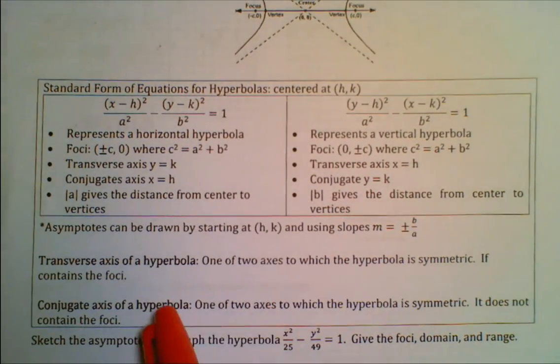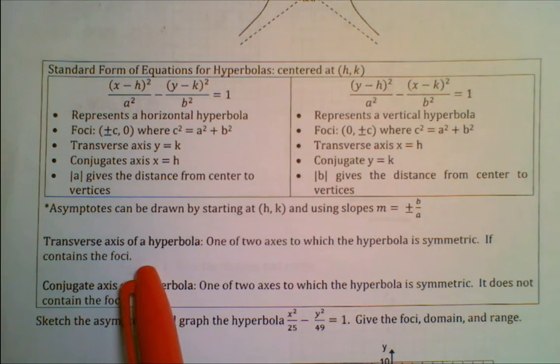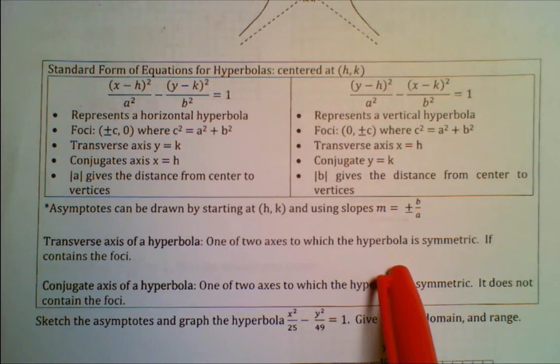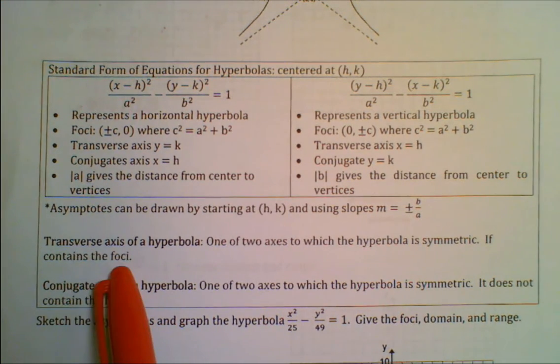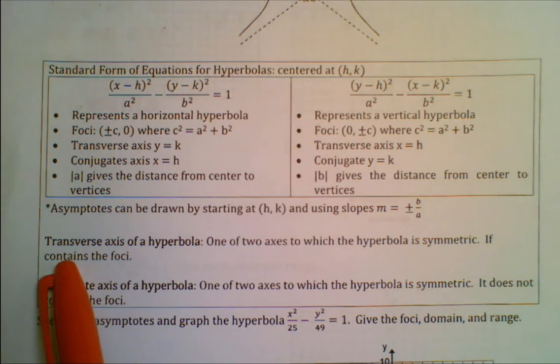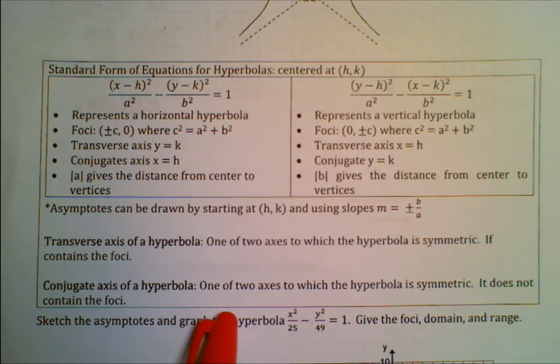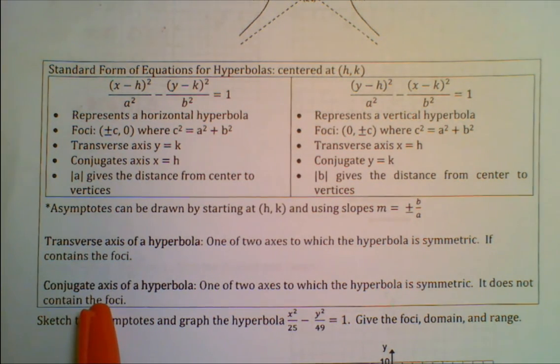Now, a transversal axis of a hyperbola is one of two axes to which the hyperbola is symmetric. It contains the foci. Okay, so that's how we would remember a transversal axis, because it contains the foci. And then the conjugate axis of a hyperbola is one of two axes to which the hyperbola is symmetric. It does not contain the foci. So we're going to be looking at some of these, the transversal axis and its conjugate axis.